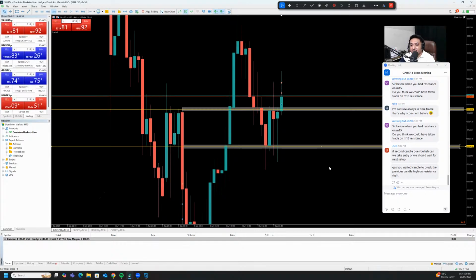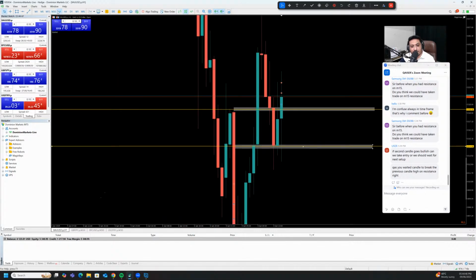If the second candle goes bullish, can we take entry or should we wait for the next step? Yeah, we need to wait for some new structure to be formed, to be honest. Just wait. Let's see.